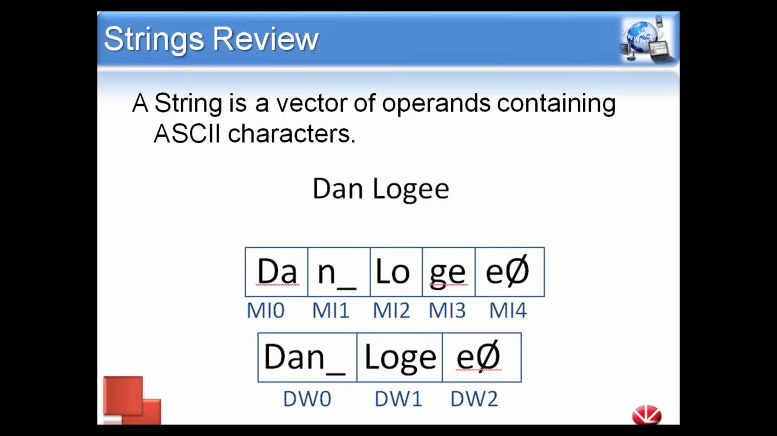If I was to separate my name into double words or memory longs instead of memory integers, both double words and memory longs are 32-bit registers. Therefore, they can hold 4 bytes or 4 characters. And we see my name separated into 3 double words. If anyone is unfamiliar with strings or needs a refresher, I would recommend watching the strings webinar available on our website. It goes much more in depth into strings and ASCII characters.